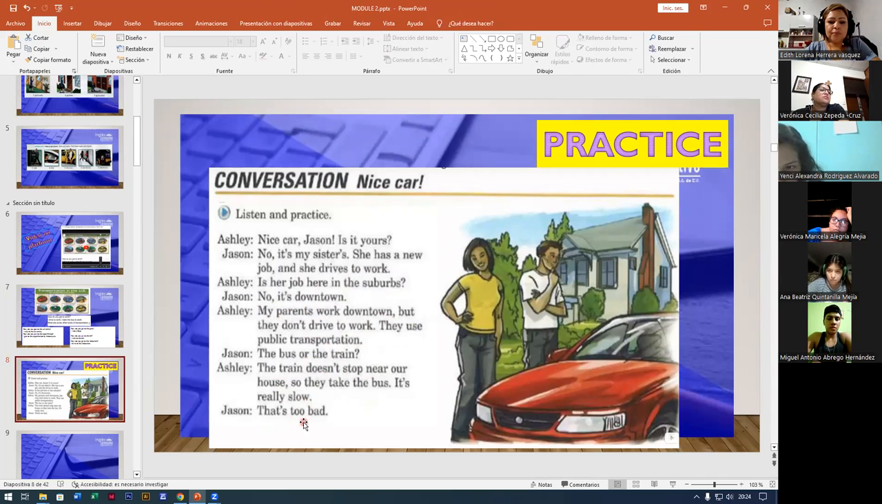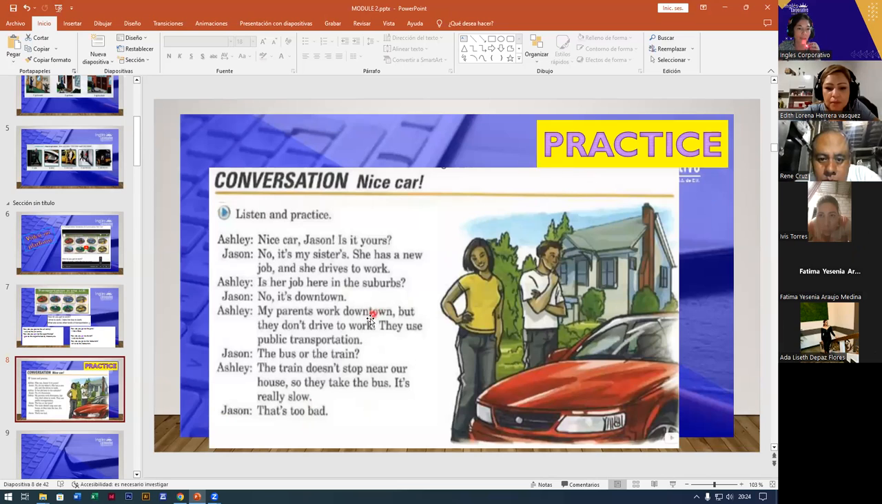Okay, now let's check. Do you have new vocabulary here? ¿Vocabulario nuevo? Yes, teacher. Downtown. Downtown means in the center of the city. For example, here in San Salvador, we have the centro histórico, all that area is downtown. It's the center of the city. The suburbs are los suburbios, las colonias.